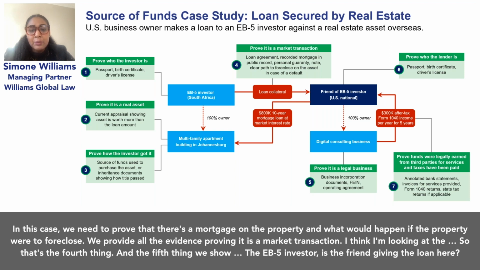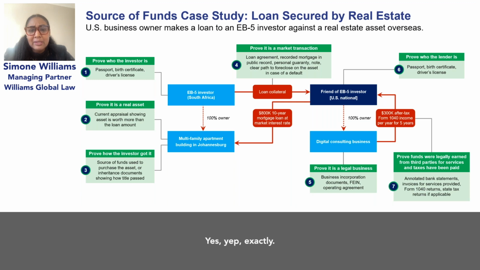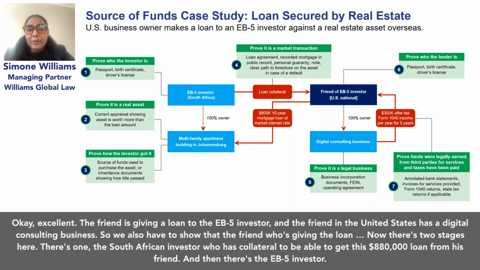And the fifth thing we show: is the friend giving the loan here? Yes. Exactly. So the friend is giving a loan to the EB-5 investor, and the friend in the United States has a digital consulting business. So we also have to show that the friend who's giving the loan, there are two stages here. There's the South African investor who has collateral to be able to get this $880,000 loan from his friend.